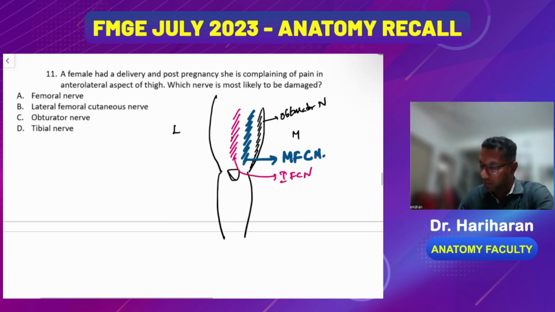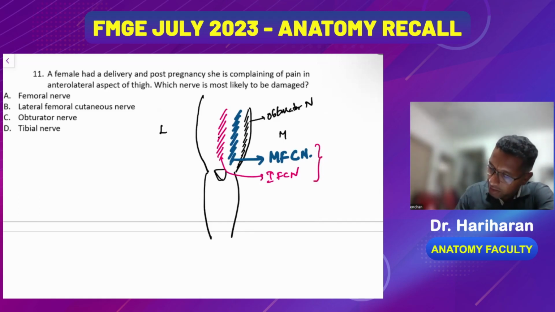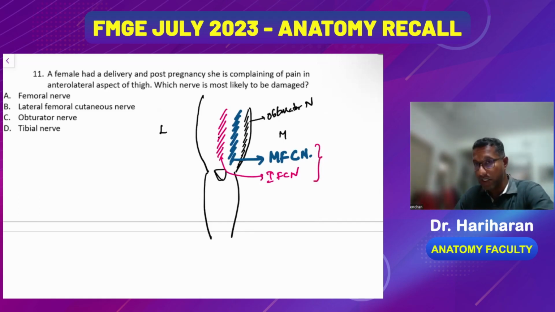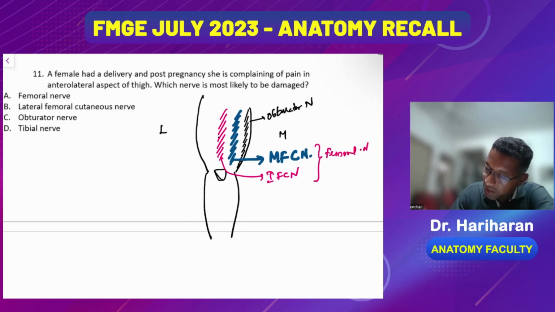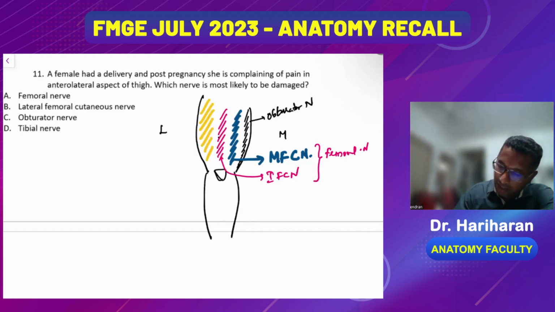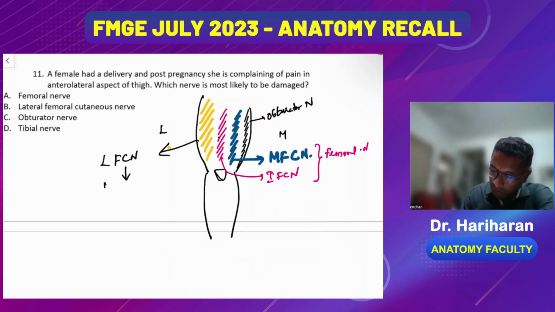Okay guys, please remember, medial femoral cutaneous nerve and intermediate femoral cutaneous nerve, both are branches of the femoral nerve. Whereas the lateral aspect of the thigh is supplied by a nerve called the lateral femoral cutaneous nerve, and this is a direct branch of the lumbar plexus, root value L2 L3.